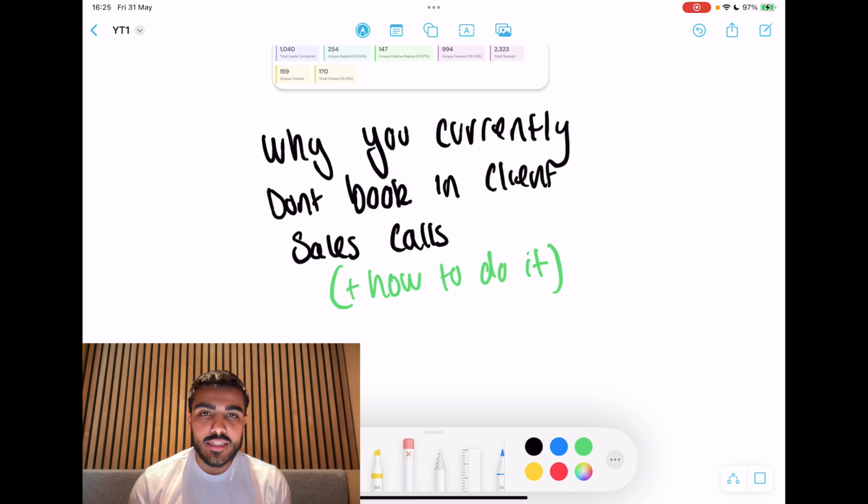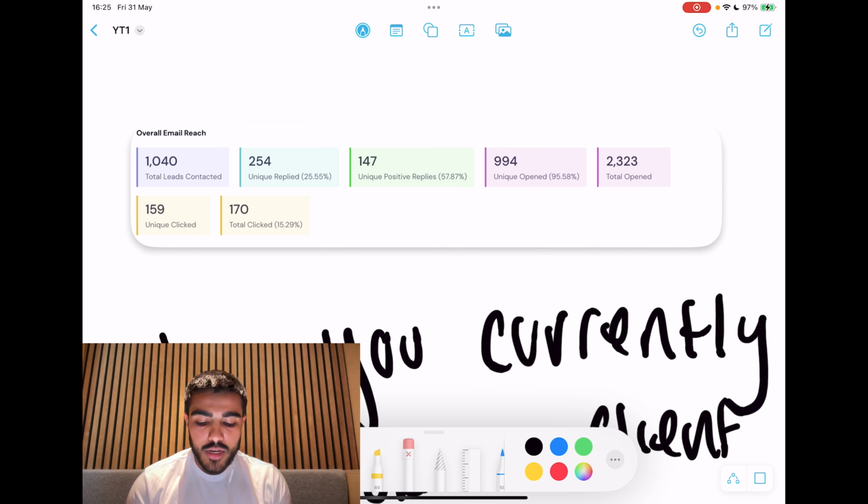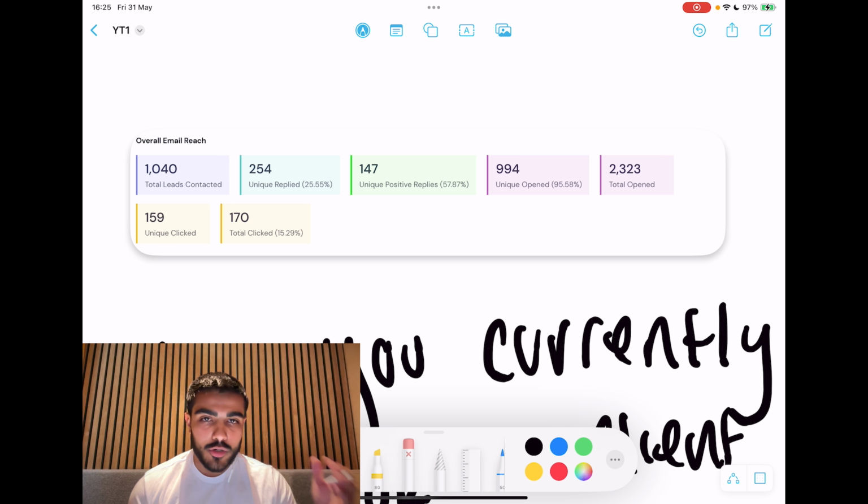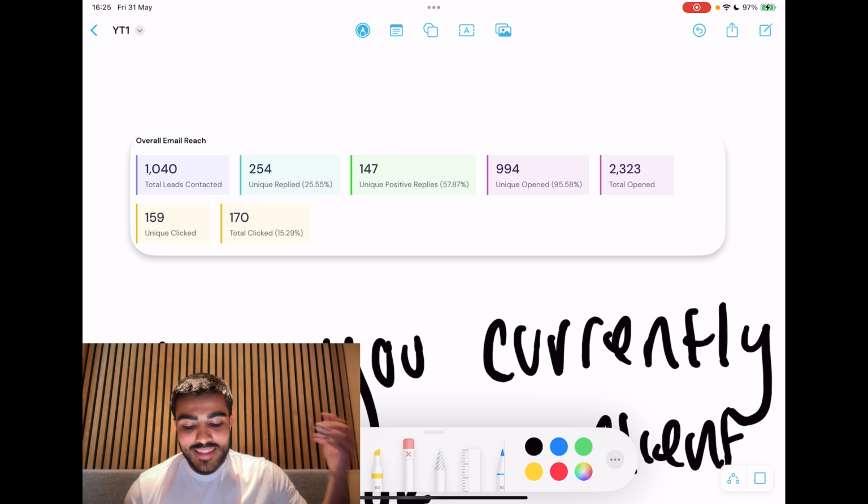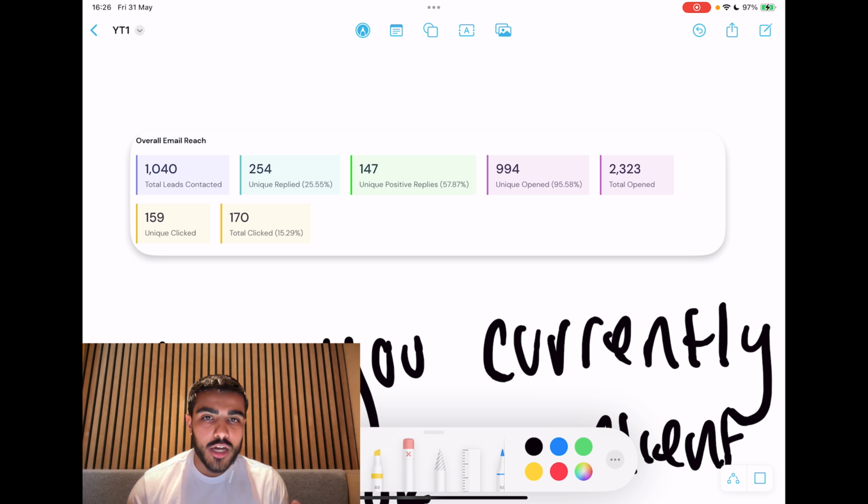To give some context, early this year I ran a cold outbound campaign, and it's just one of many, by the way. We contacted 1,000 leads, had 250 replies, 150 positive replies, close enough, and we booked about 135 calls from just one campaign of 1,000 leads. Now, we've done this multiple times, so I feel very comfortable speaking on this topic.